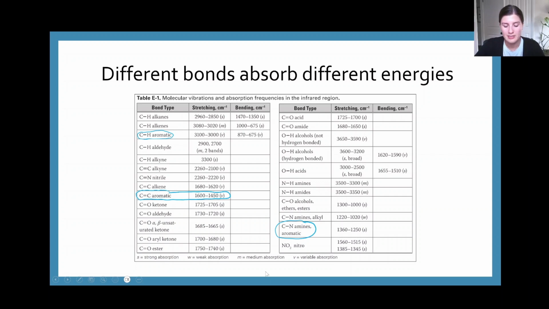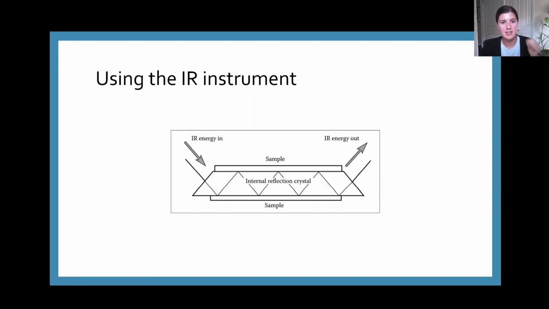So when you're using the IR instrument, just to get an idea of what's going on, you have your sample on top of a reflection crystal. Your sample is exposed to IR energy. It will absorb different IR frequencies depending on what types of bonds are present in the sample. And then you get IR energy out for anything that's not absorbed by the sample.